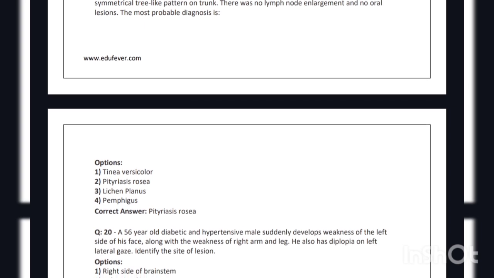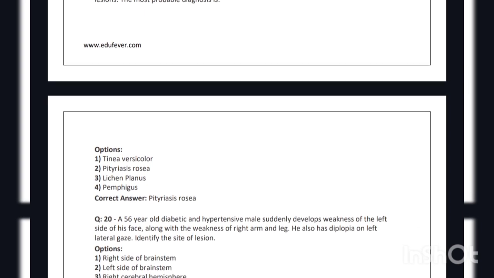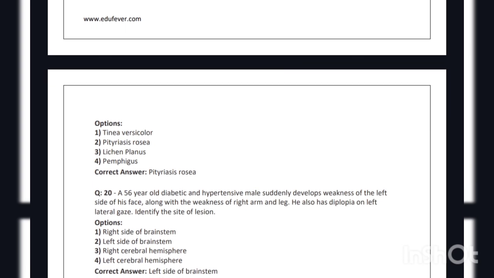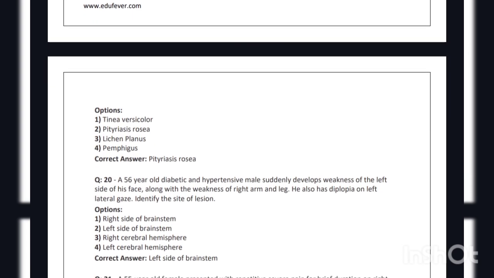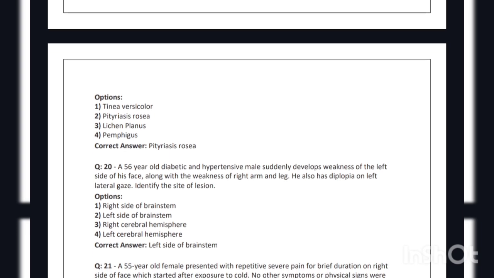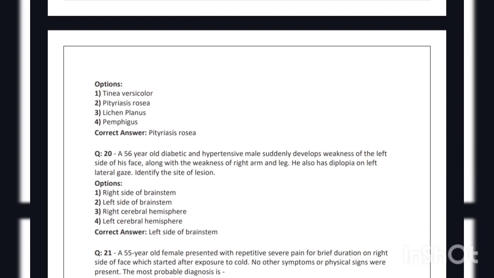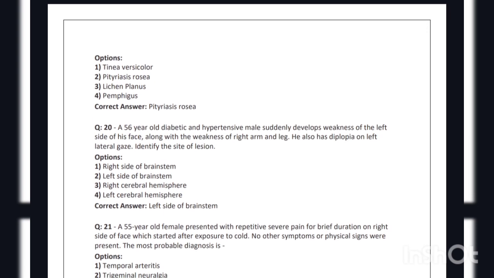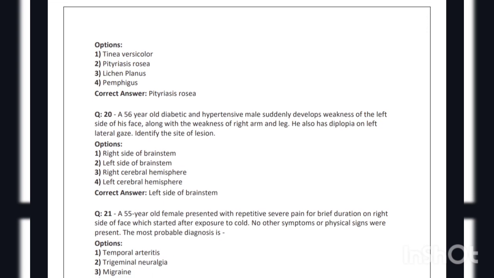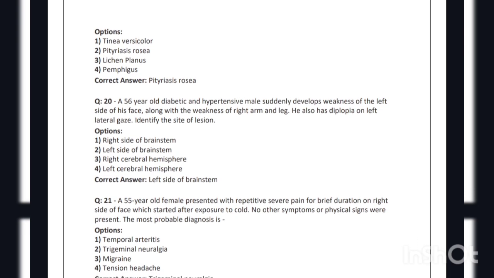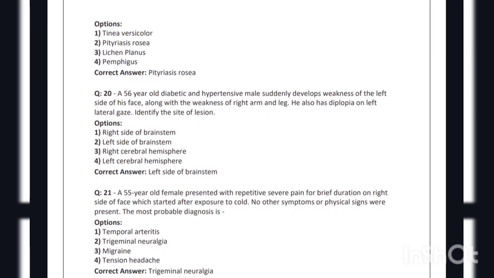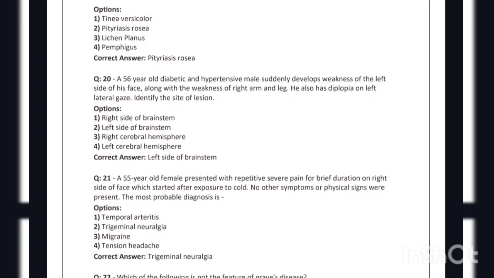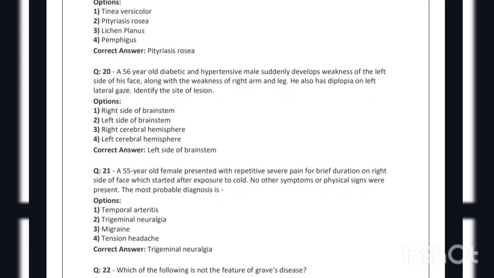Question number 19. A 15-year-old girl gave a history of well-defined small circular pink scaly lesions on her back, followed by widespread papulosquamous eruptions, typically arranged in symmetrical tree-like pattern on trunk. There was no lymph node enlargement and no oral lesions. The most probable diagnosis is: tinea versicolor, pityriasis rosea, lichen planus, pemphigus. The correct answer is pityriasis rosea.